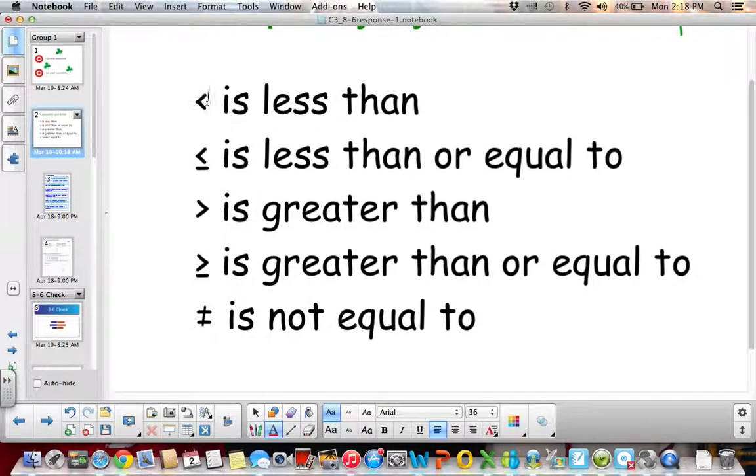So if you remember, the opening of the inequality symbol always points to the greater number. So if we have 2 is less than 3, the smaller number goes at the point, and the bigger number always goes on the side with the opening.